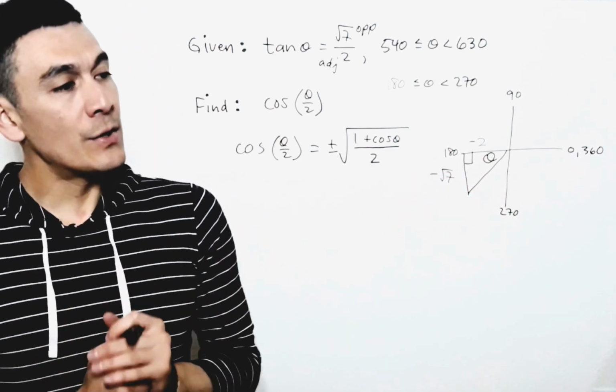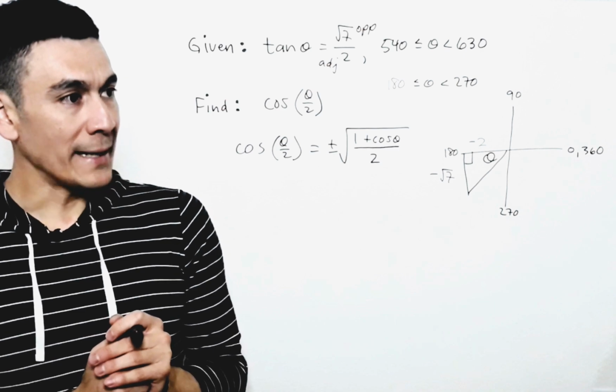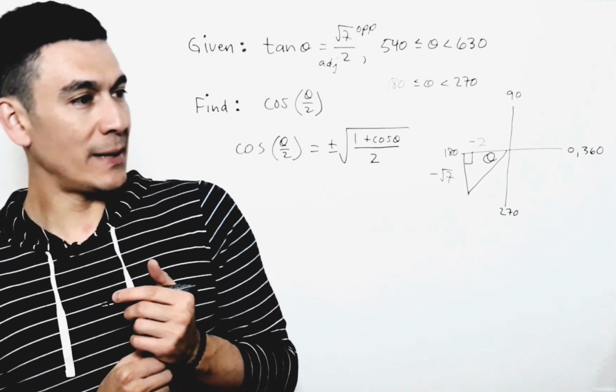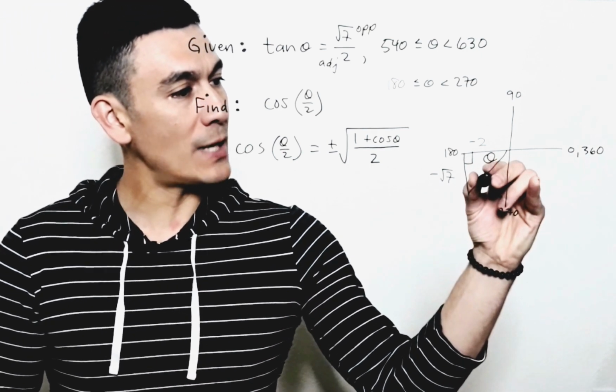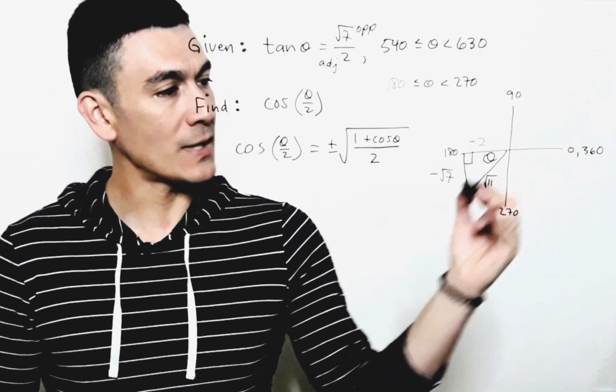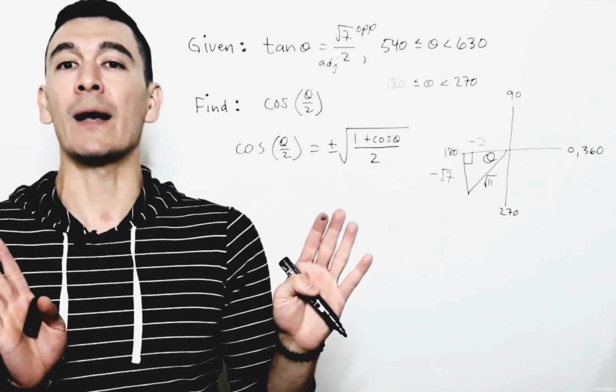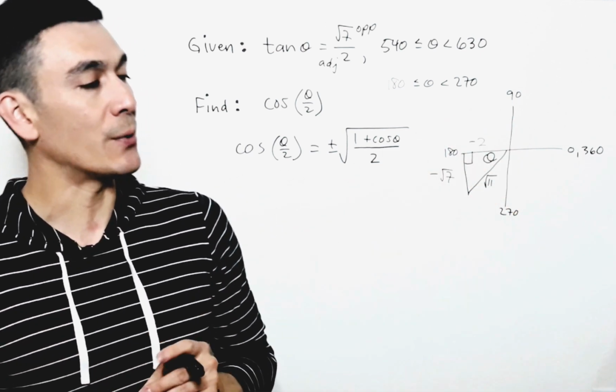You can use the Pythagorean theorem if you'd like, and you should, to find the hypotenuse. It looks like it would be the square root of 11. I will save us that algebra. With the Pythagorean theorem, the hypotenuse is always positive. I don't care which quadrant you are in.